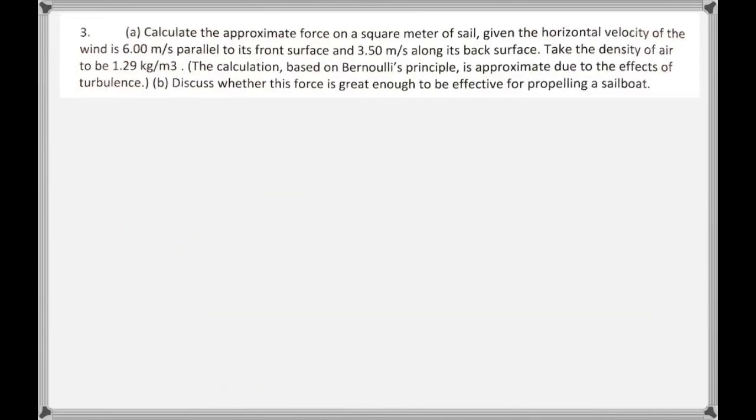Now the third question, you're asked to find the approximate force on a square meter of a sail given the horizontal velocity of the wind on its front surface and on its back surface. So on its front it's 6 meters per second, on the back it's 3.50 meters per second. And immediately you know this is Bernoulli's principle because the speeds are different. The density of air is given.